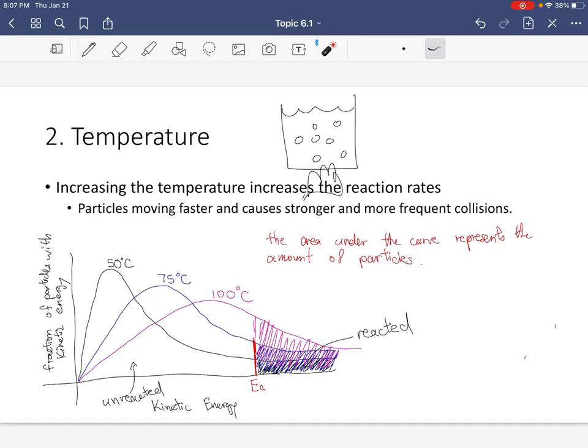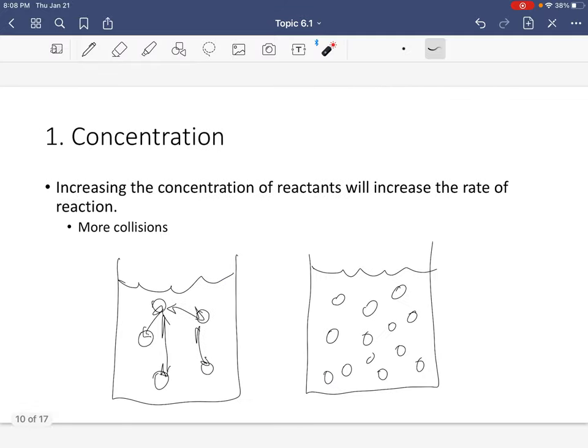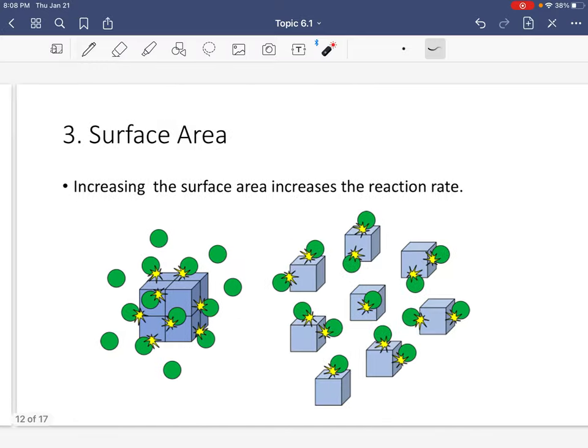Showing here in the Maxwell-Boltzmann graph, when temperature increases, the distribution curve shifts. But when it shifts, you have to make sure that the area under the curve stays the same. Of course, with the same amount of activation energy, you're getting more particles reacting. Concentration is an easy one. More solutes, more collisions, more forces, so you're getting through that EA hump, and they will react. It's all about getting over that EA hump.